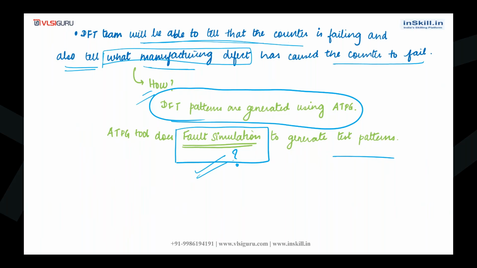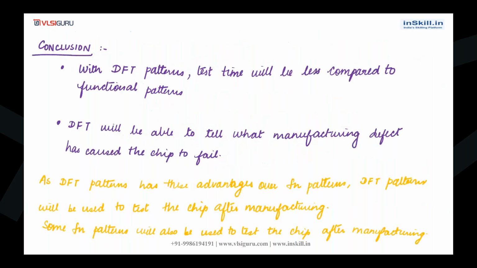Okay, so let's summarize the points. The conclusion is, with DFT patterns, test time will be less compared to functional patterns. As we saw in that counter example, the functional verification team requires more than 1000 clock pulses to tell that the counter is failing, whereas the DFT team approximately requires in the range of 100 clock pulses.